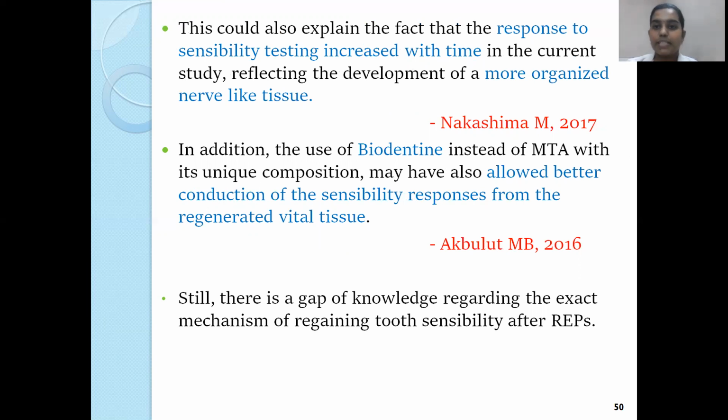This could also explain the fact that the response to sensibility testing increased with time in the current study, reflecting the development of a more organized nerve-like tissue by Nakashima et al. In addition, the use of pulp-dentin instead of MTA with its unique composition may also have allowed better conduction of the sensibility responses from the regenerated vital tissue by Akbulut et al. Still, there's a gap of knowledge regarding the exact mechanism of regaining tooth sensibility after regenerative endodontic procedure.